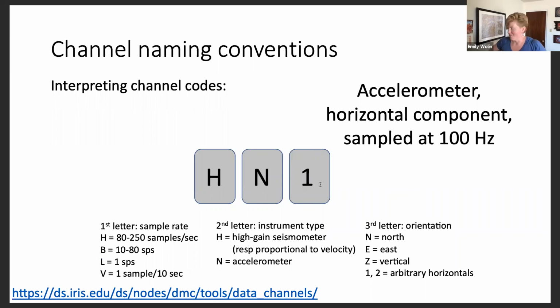Okay, another example of a channel code. This is from an accelerometer based on my second letter. It's a fairly high sample rate, so something in the neighborhood of 100 samples per second. And this one is the 1 component. So this means, okay, this might be a horizontal. In any case, the person who made this metadata might be using, say, Z, 1, 2 to describe those channels.